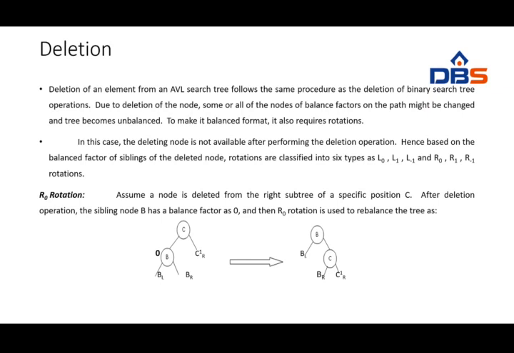So what is meant by R0 rotation? Assume a node is deleted from the right subtree of a specific position C. After the deletion operation, the sibling node B has a balance factor of 0, and then R0 rotation is used to rebalance the tree. See, C, B, and BL; BL and BR are the left and right children of B. When the balance factor of B is 0, B becomes the root node, its left is BL and its right is C, and C's left is BR.